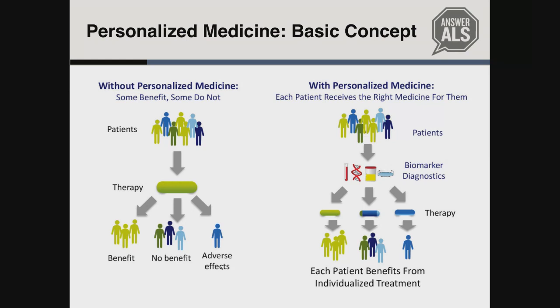So the key to personalized medicine is that we find some way to recognize these subgroups. The goal of Answer ALS is to build a library of knowledge that will help researchers and clinicians to identify subgroups of ALS, so we can then find the most effective treatment for each individual with ALS.